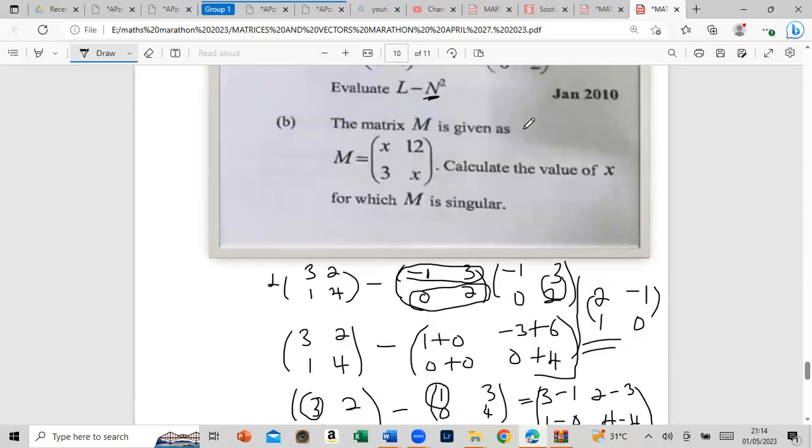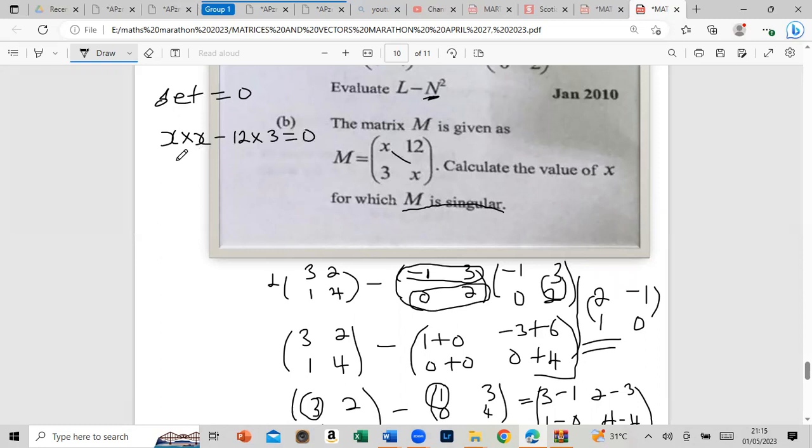The question says the matrix M is given, calculate the value of X for which M is singular. What's a singular matrix, guys? When the determinant equals 0. So they already gave us a way, and we know how to find the determinant. So we multiply X times X, then minus 12 times 3, and we know that must equal 0.